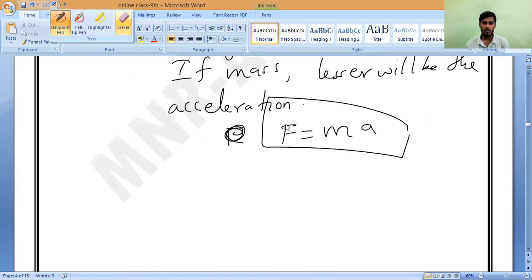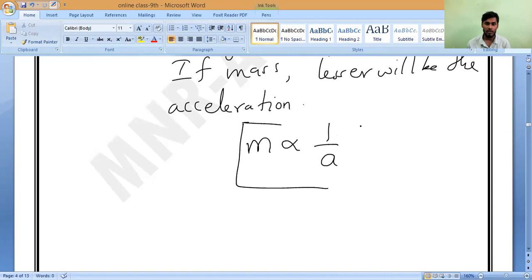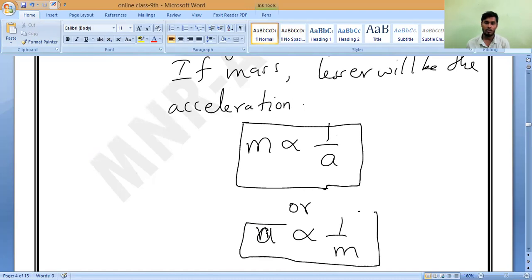From this, I can say mass is inversely proportional to acceleration. Mass is directly proportional to 1 by A, or else mass is inversely proportional to A. So if mass is more, acceleration is less. If mass is less, then acceleration is more. So those are the two relations you should remember.